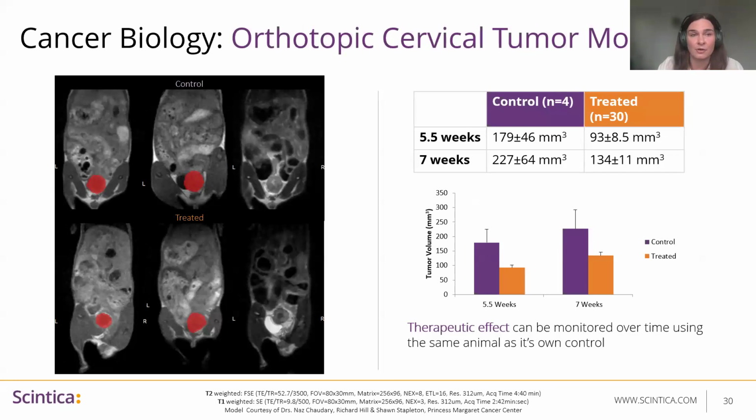Another example of a tumor model is a cervical tumor model in this case, where our controls exhibit these tumors and then we have a treated group. We can see that the tumor volume is smaller in the treated group compared to that of the controls. And we're able to take those animals out multiple weeks, assessing the effectiveness of these treatments on tumor volume.